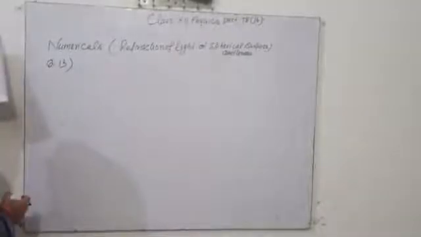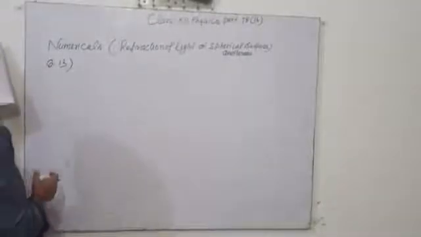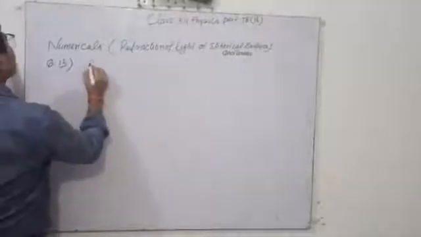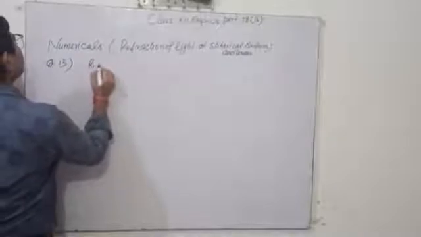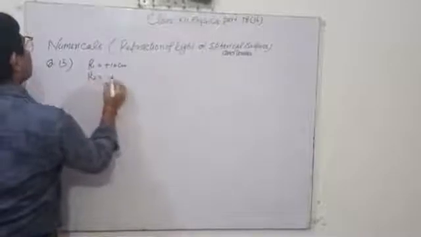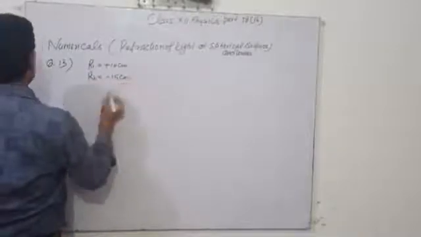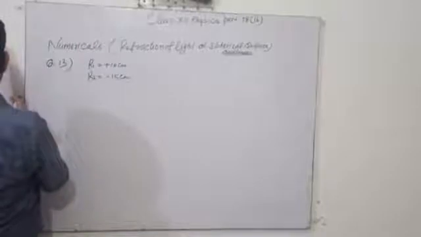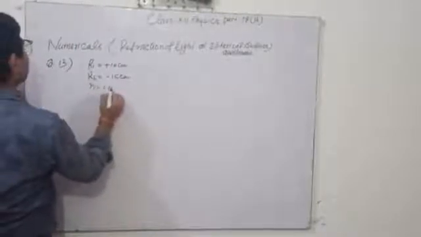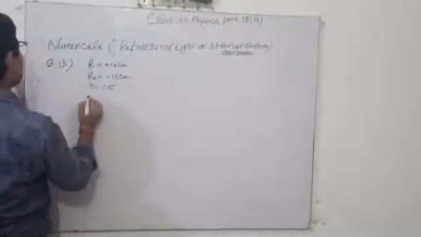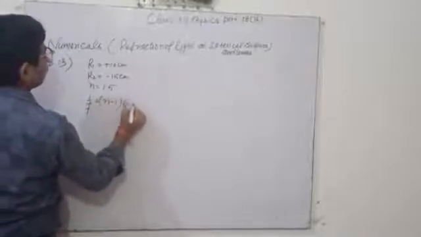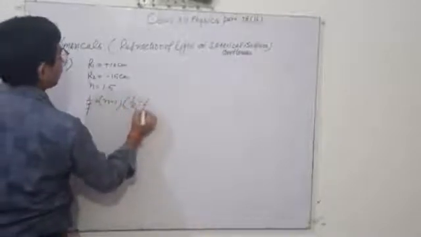Calculate the focal length of a convex lens whose radii of curvature of the two surfaces are R1 equal to plus 10 centimeter and R2 equal to minus 15 centimeter, for a convex lens, and refractive index n equal to 1.5. Now, by the lens maker formula, 1 by f equals (n minus 1) times (1 by R1 minus 1 by R2).